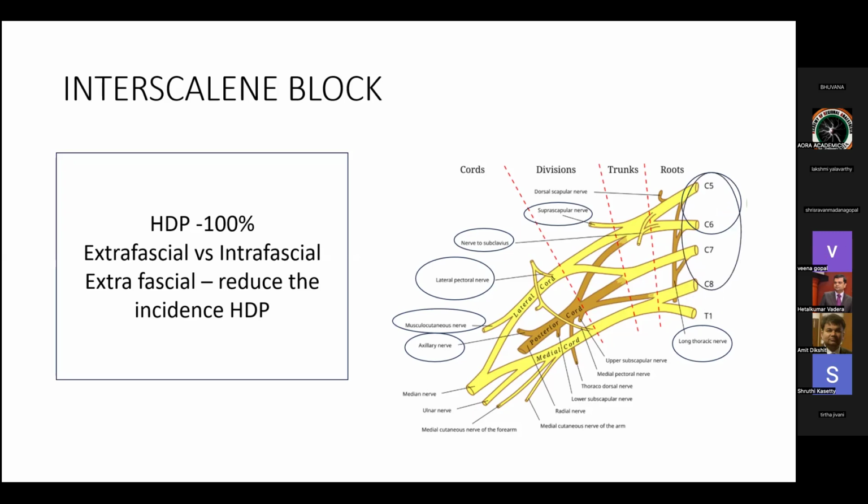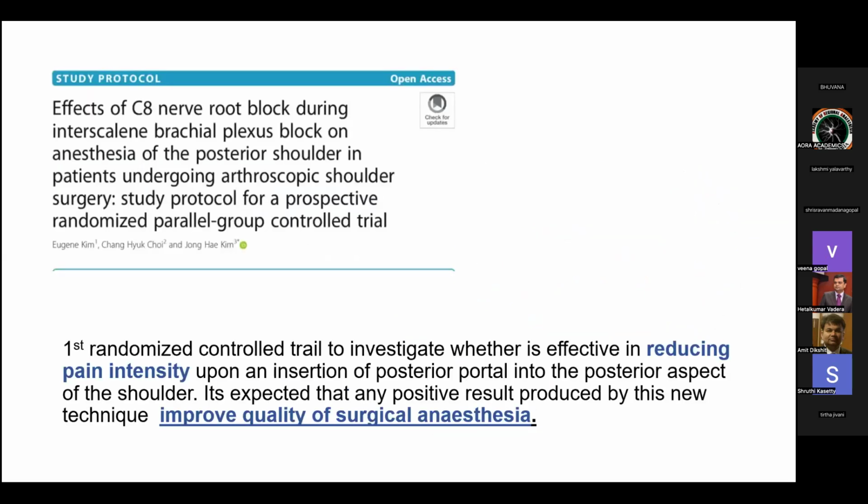In that I included C5, C6, C7, C8 also. I'll explain in the next slide why I include C8 also in the interscalene for shoulder surgeries. This is the first randomized trial that was conducted.